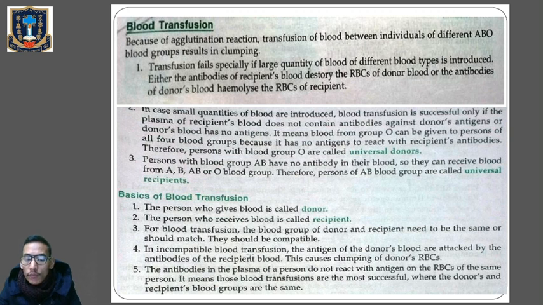It means blood from group O can be given to persons of all 4 blood groups. Why? The question comes over here. Why can individuals with blood group O donate blood to all the other blood groups? Because blood group O does not have antigens, and in the absence of antigens in blood group O, there will be no clumping reactions or antigen-antibody reactions. So therefore persons with blood group O are called universal donors.